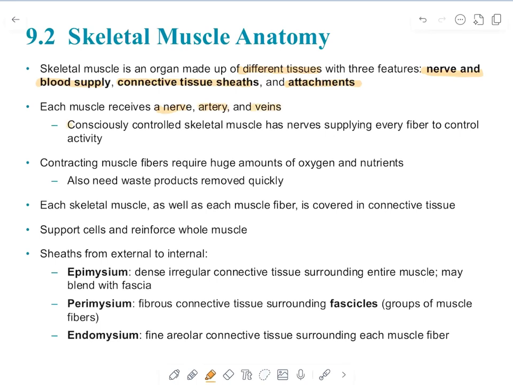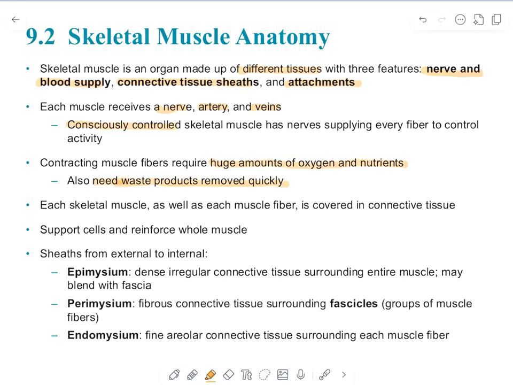They're consciously controlled. So they have a nerve fiber that's controlling that activity, as we'll be learning about in this chapter. The contracting muscle fibers require huge amounts of oxygen and nutrients. So, one topic that we're going to talk about in this chapter is metabolism to produce that oxygen. And they also need waste products to be removed quickly.